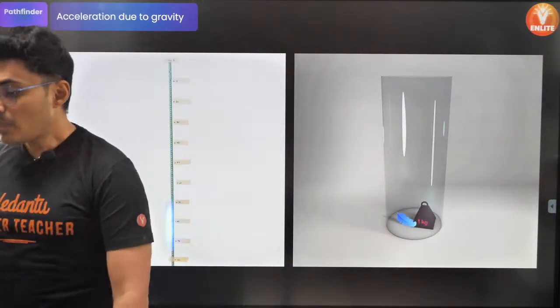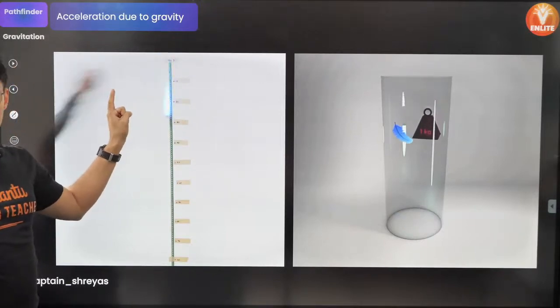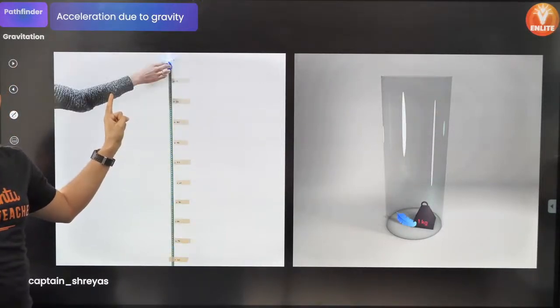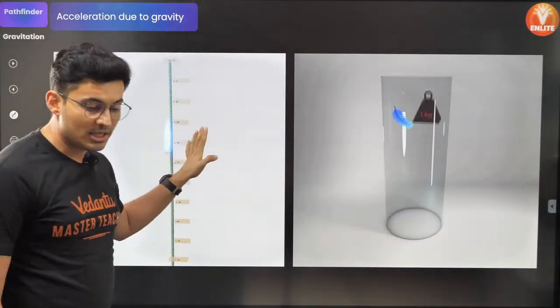Now, acceleration due to gravity. This is also a very important topic, especially if you talk about JEE as well as NEET.